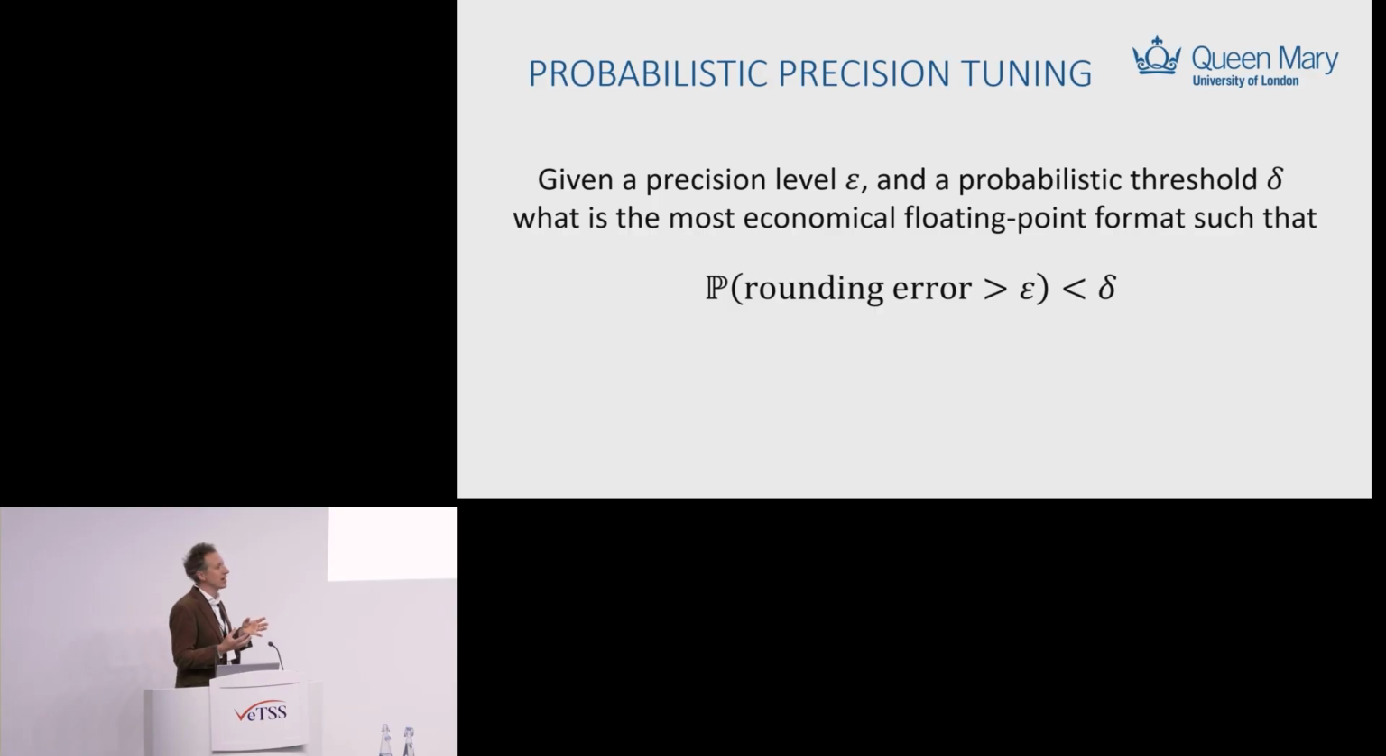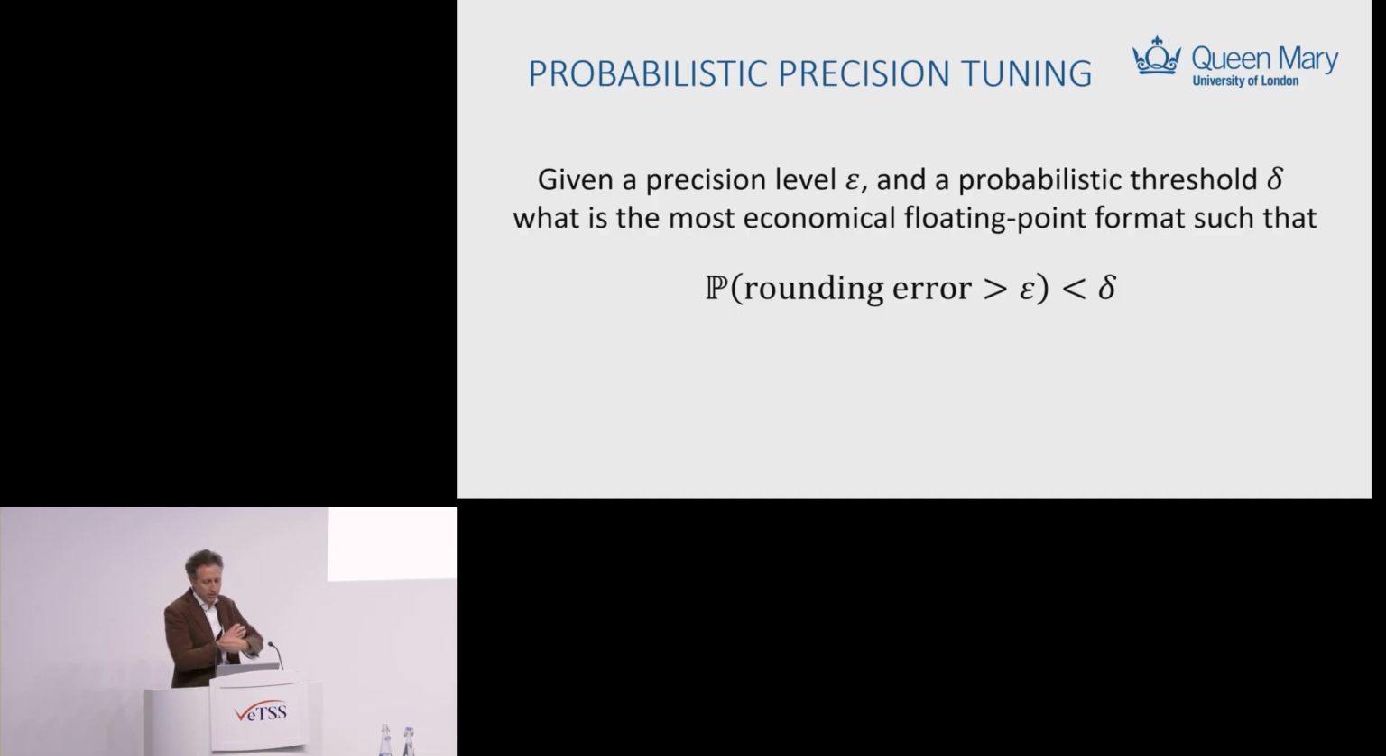If you're on an edge device, you always want to find the floating point representation that is the most economical. So we can ask the question: what is the most economical floating point format which ensures this kind of guarantee, that the probability that a rounding error is greater than a threshold that you choose as a developer is smaller than a probabilistic threshold that you choose as a developer?